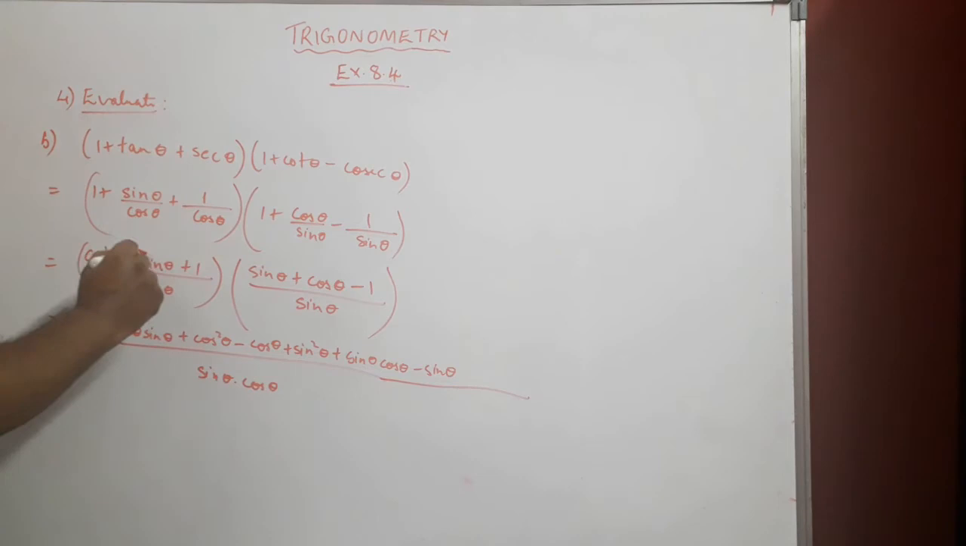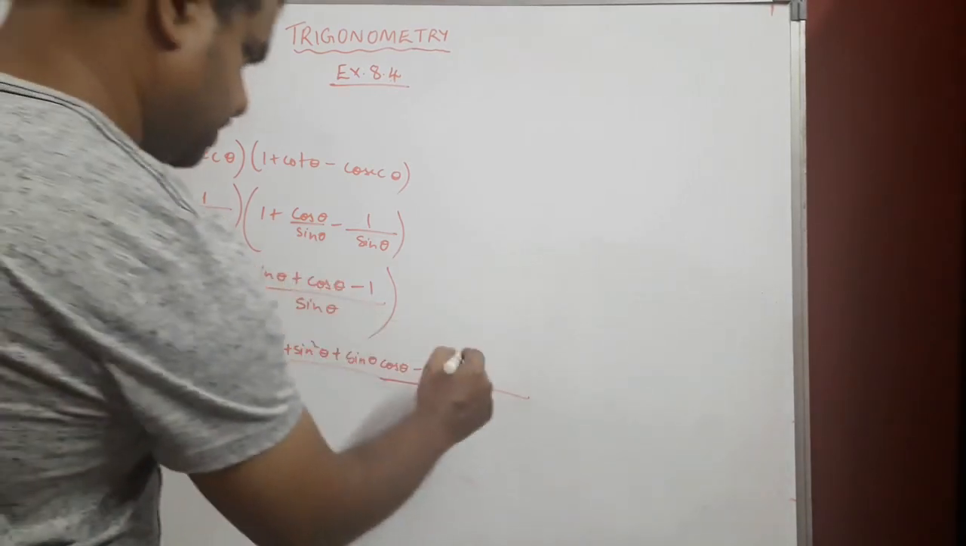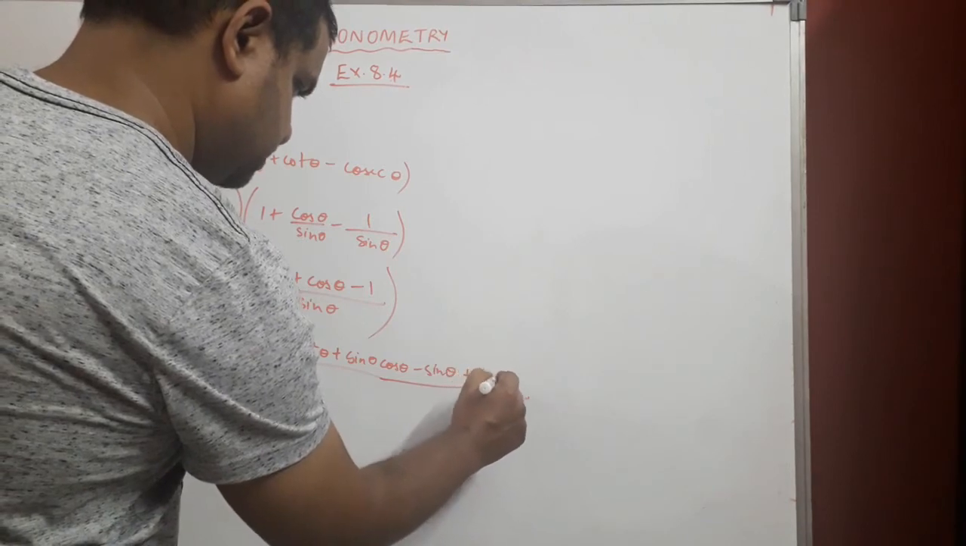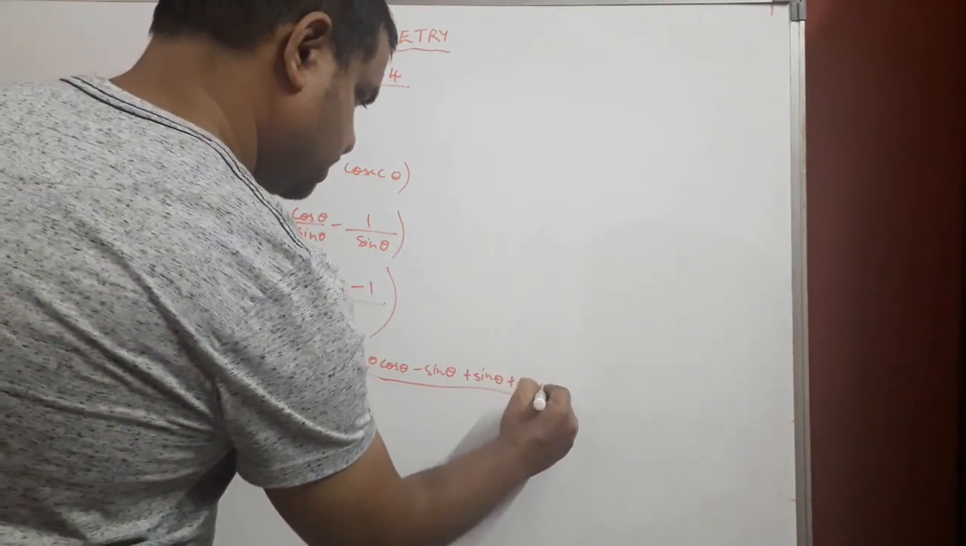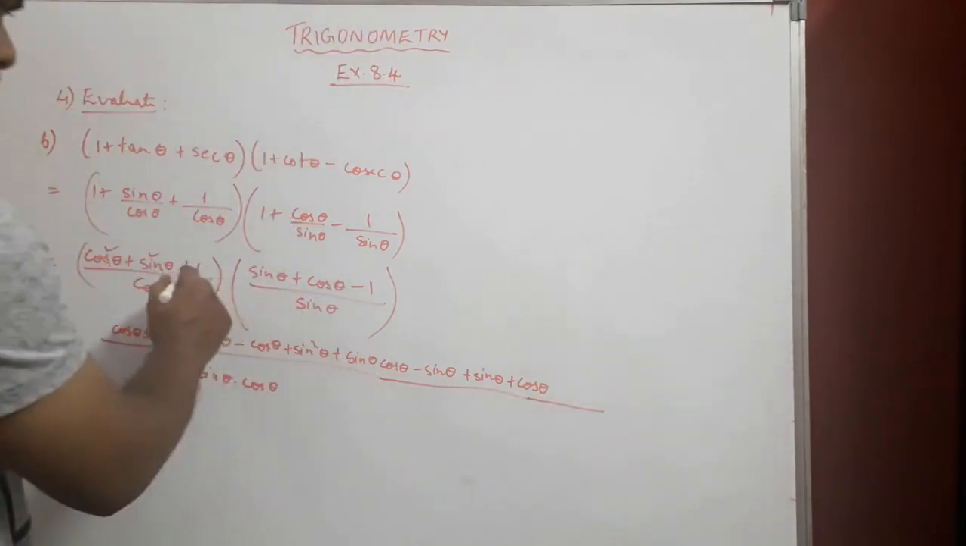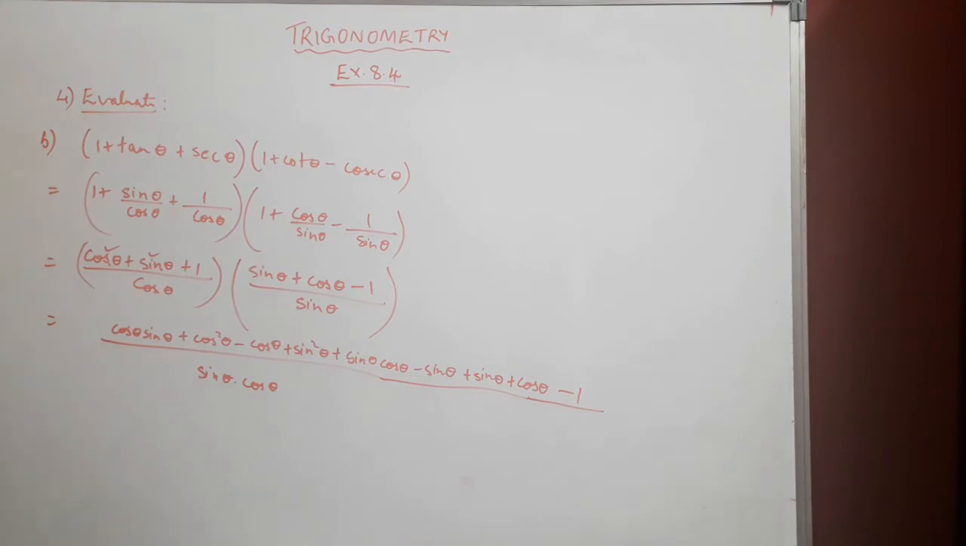These two are done. Now 1 has to multiply into this entire bracket. 1 into sin theta gives us plus sin theta. 1 into cos theta gives us plus cos theta. And 1 into minus 1 will give minus 1. Okay. Now can we cancel out anything over here?